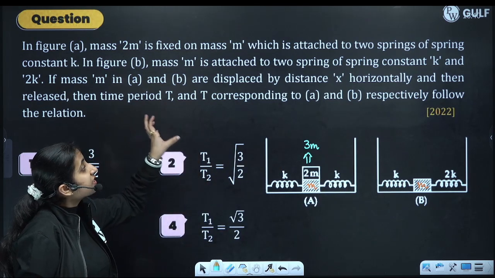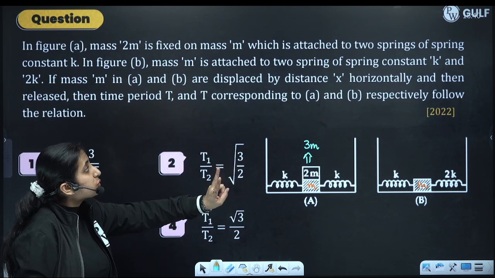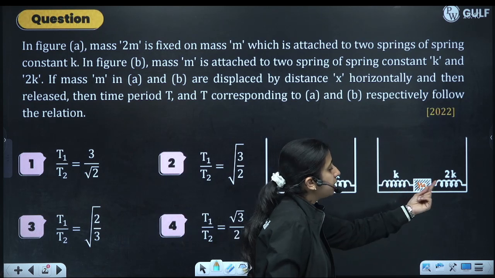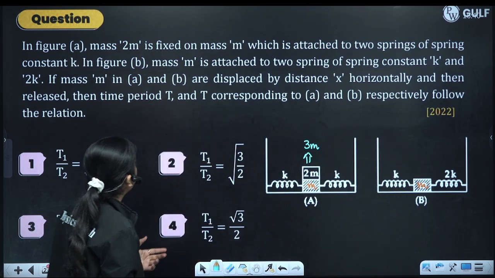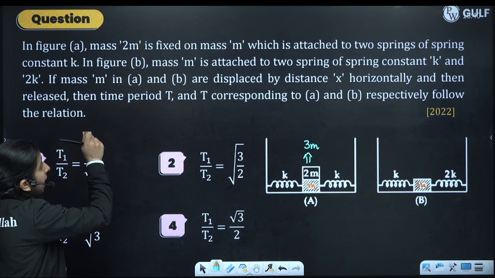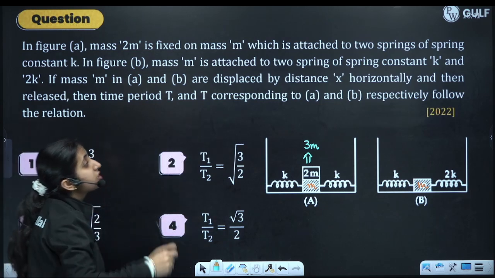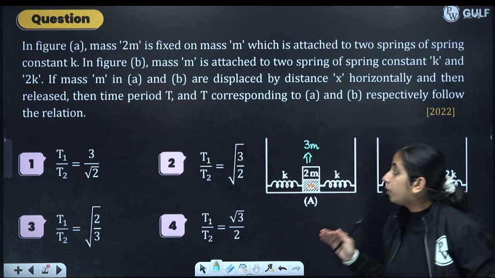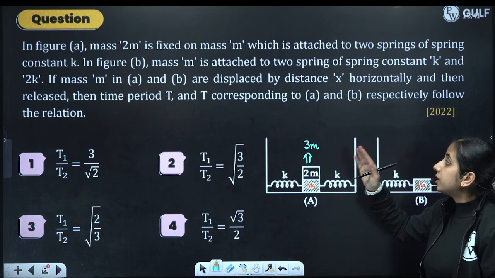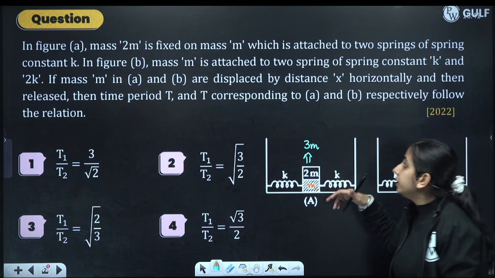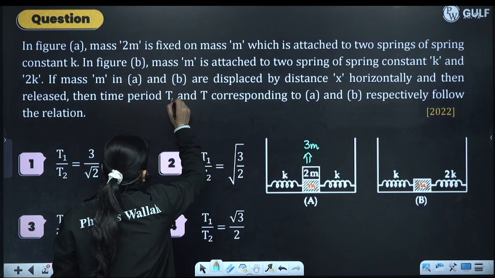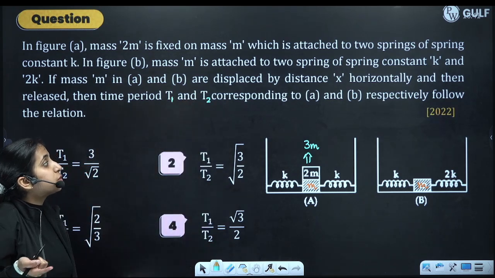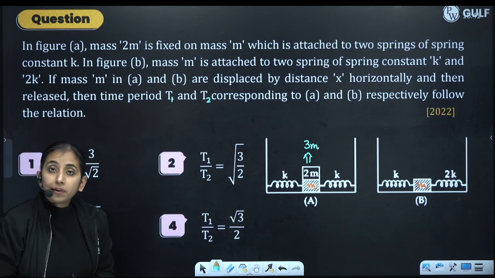In figure B, mass m is attached to two springs of spring constant K and 2K. In B part, we have K and 2K attached to mass m. Okay, if mass m in A and B are displaced by x horizontally and then released, then time period T1 and T2 corresponding to A and B respectively follow the relation. We have to find the relation.